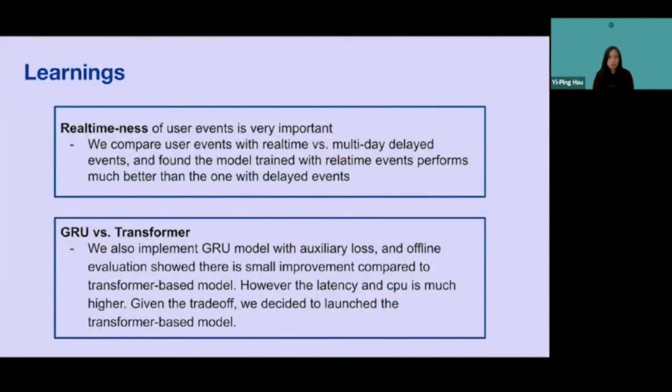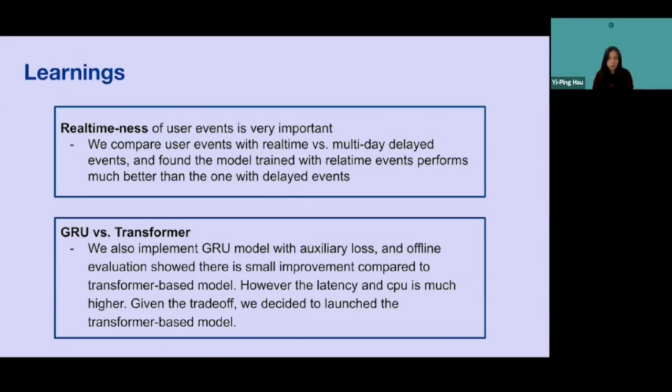There are several practical lessons we learned from this work. First, we found the real-timeness of user events can greatly affect model performance. We compared the models trained with real-time events and models trained with delayed events. And the model with real-time events has much better performance. However, even the model trained with delayed events is still better than the baseline model. And some research also showed that a longer sequence of user events is very helpful to the model.